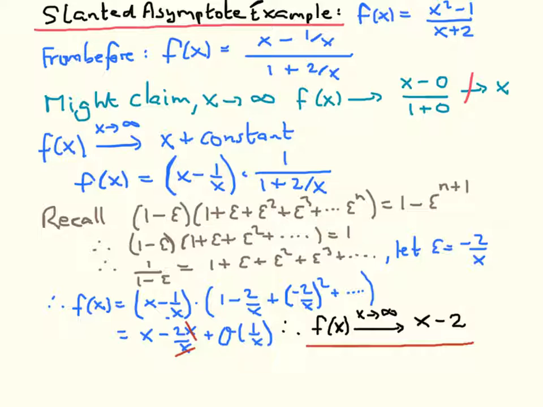So the technique that we used before is absolutely correct for the leading term, but it can miss subleading terms, and this is how we can find them. Now, another way of finding them is to use polynomial division, and that's what I want to do on the next slide.